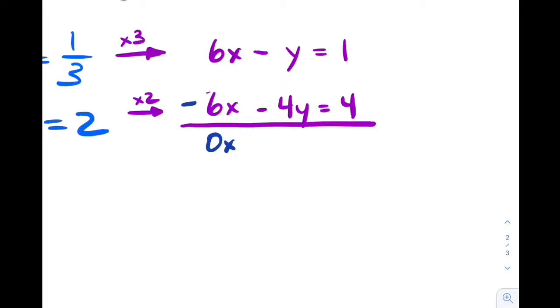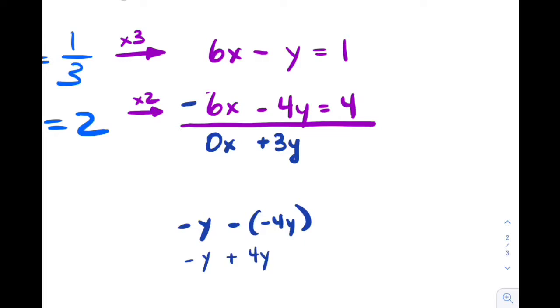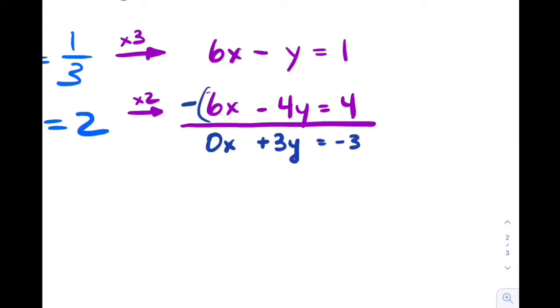Next one, negative 1y, take away negative 4y is positive 3y. Once again, it's negative y, take away negative 4y. Negative y, when you subtract a negative, is like adding 4y. So it's negative y plus 4y, and that's where we get the 3y from. And finally, 1 take away 4 is negative 3. Right, we're subtracting all of these from their like terms.